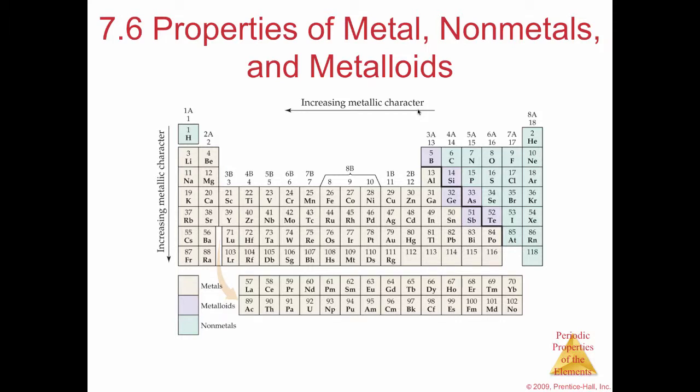7.6 Properties of Metals, Nonmetals, and Metalloids. Metallic character increases to the left of the periodic table and down our groups. We should note that metals are to the left of the staircase, nonmetals are to the right, and metalloids are along the staircase, in this image in purple.